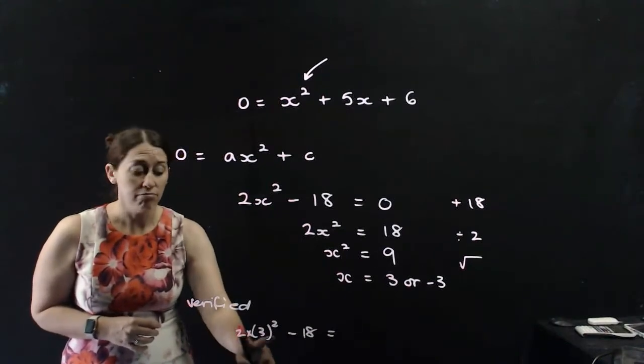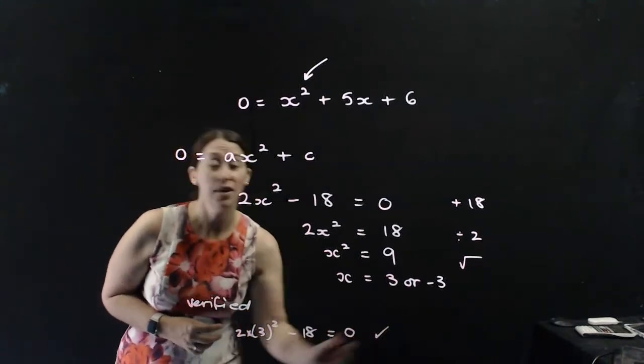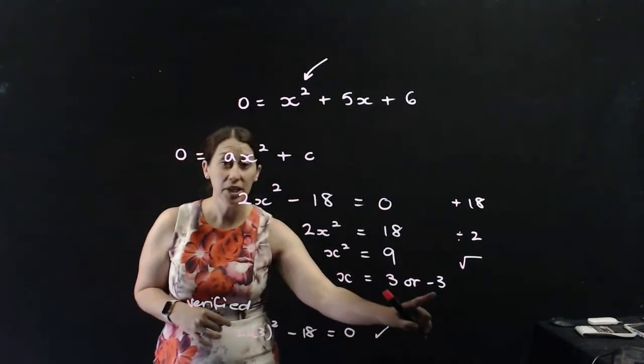3 squared is 9. 9 times 2 is 18. 18 take away 18 is 0. Verified. Let's now try when it's minus 3.